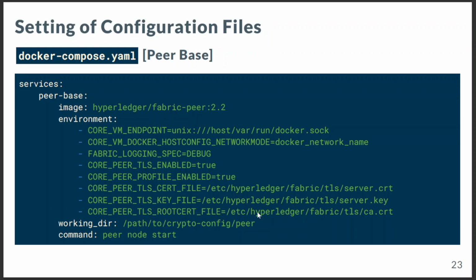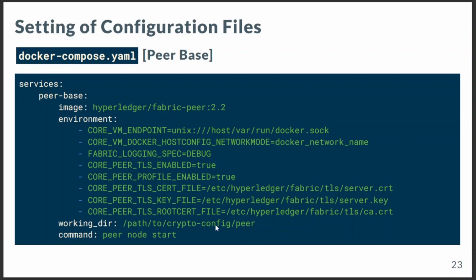And then we have the root certificate file, that is for the CA, the certificate authority. Every organization would have at least one peer that would be an endorsing peer and a validation peer, and also every organization would have a CA. That would be a root CA of that organization. So that root CA certificate, and the working directory.